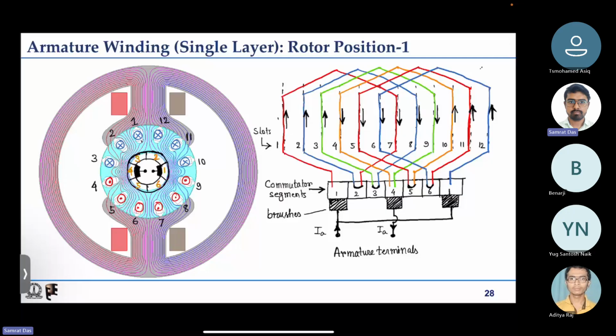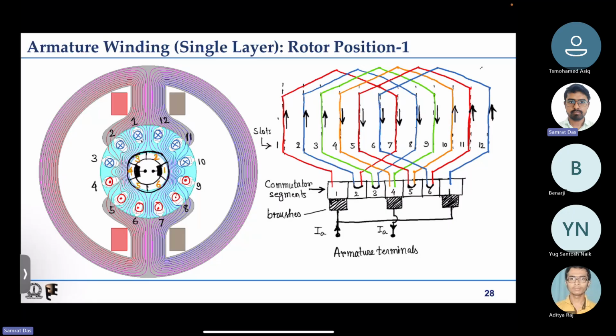So here at this instant you can see that I have put one brush touching commutator segment 1, another brush touching commutator segment 4, and this third brush is the same as commutator segment 1 only, because it's a circular one. Here I am putting it as linear, so just for the continuity of the coil I have repeated commutator segment 1 on the right side.